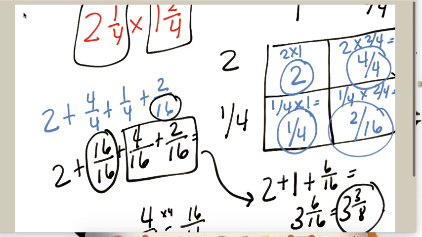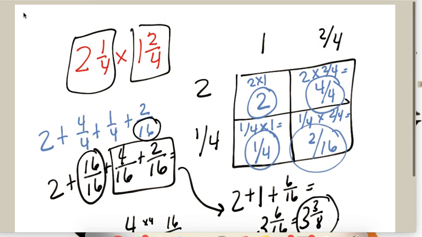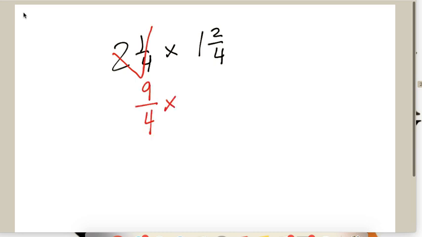Now, using the same problem, the 2 1/4 and the 1 2/4, let's try it with the improper, or the mixed improper. So let's try that. Let's do 2 1/4 times 1 2/4, same numbers, by changing and doing the check mark. So 2 times 4 is 8, plus 1 is 9, so 9/4. 1 times 4 is 4, plus 2 is 6, 6/4. And then you can multiply across.